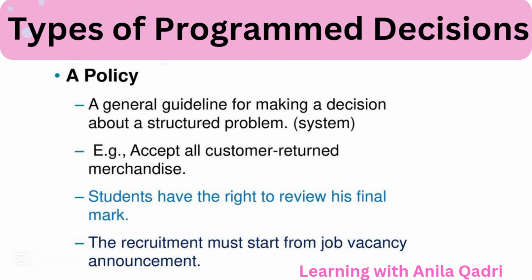Types of program decisions. A policy is a general guideline for making a decision about a structured problem. For example, accept all customer returned merchandise. Students have the right to review their final mark. The recruitment must start from a job vacancy announcement.